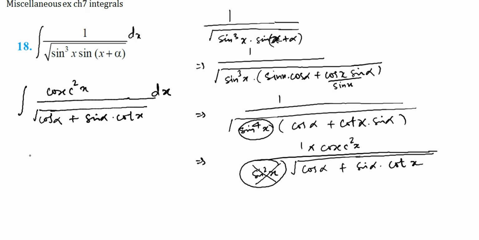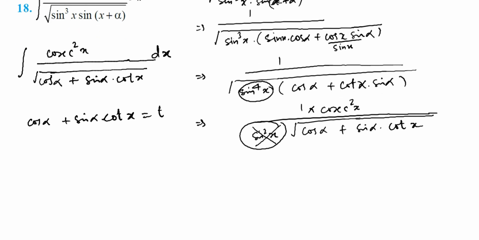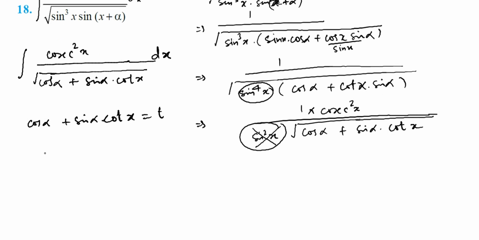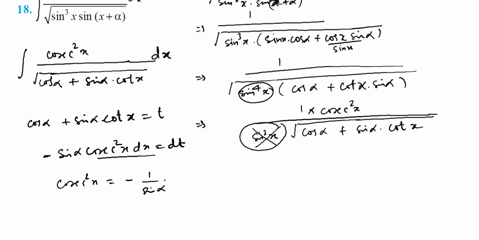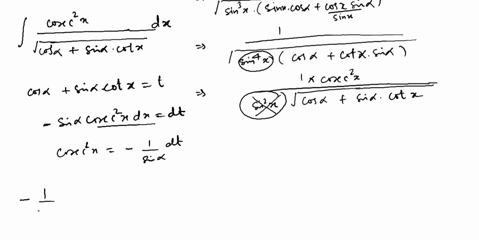After this, I am going to assume cos alpha plus sin alpha into cot x as equal to t. On differentiating, I am going to get minus sin alpha into cosec square x dx as equal to dt. So instead of cosec square x dx, I am going to write dt upon minus sin alpha, or cosec square x dx is equal to minus 1 upon sin alpha dt. Minus 1 upon sin alpha, 1 upon root t dt.